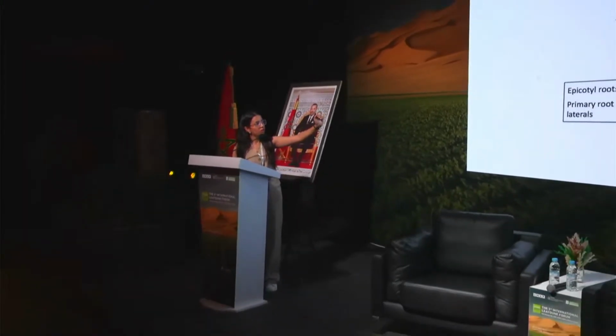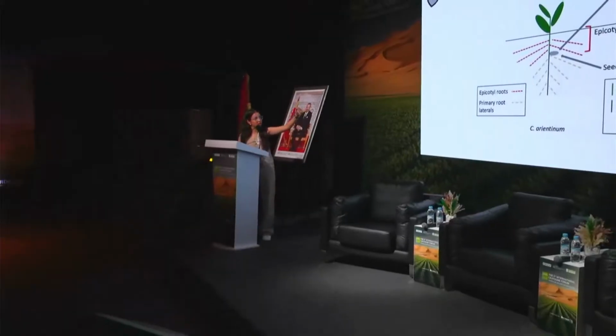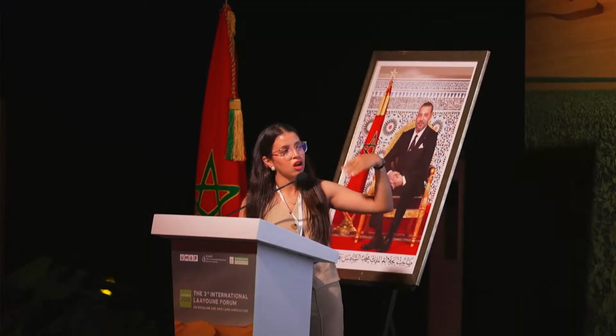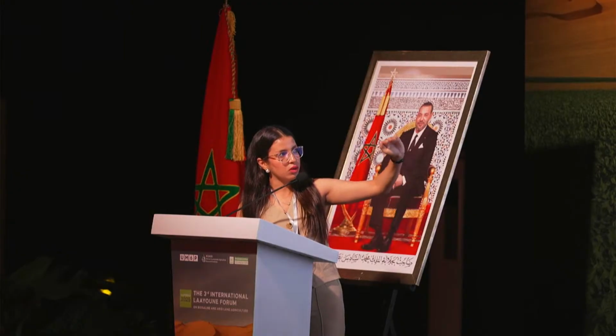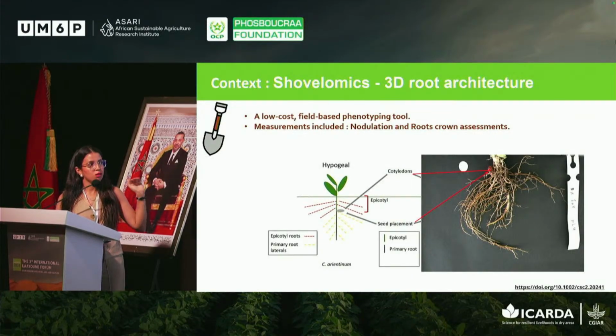Here in faba bean, we have a hypogeal germination, meaning that the cotyledons stay below the soil. This type of germination allows us to differentiate between epicotyl roots above the cotyledon, and primary roots and lateral roots below the cotyledon. This type of germination is the main trait that the Chevlomex protocol is based on.